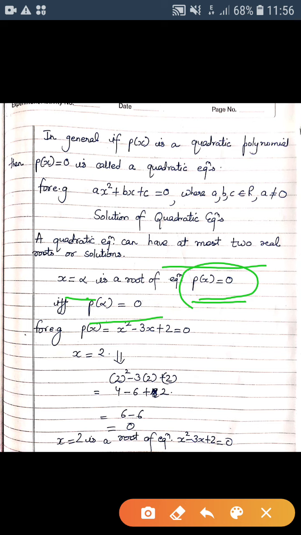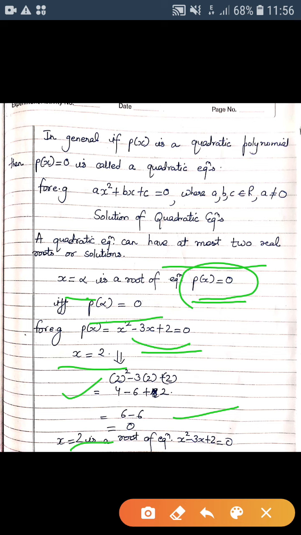Let us take one example. p(x) equals x square minus 3x plus 2 equals 0, and let us check whether x equals 2 is the solution of this equation. So in place of x you are going to write 2: 2 whole square minus 3 multiplied with 2 plus 2, that is 4 minus 6 plus 2, that is 6 minus 6 equals 0. So yes, on placing x equals 2 we are getting the answer as 0. So x equals 2 is a root of the equation x square minus 3x plus 2, x equals 2 is the solution of this equation.